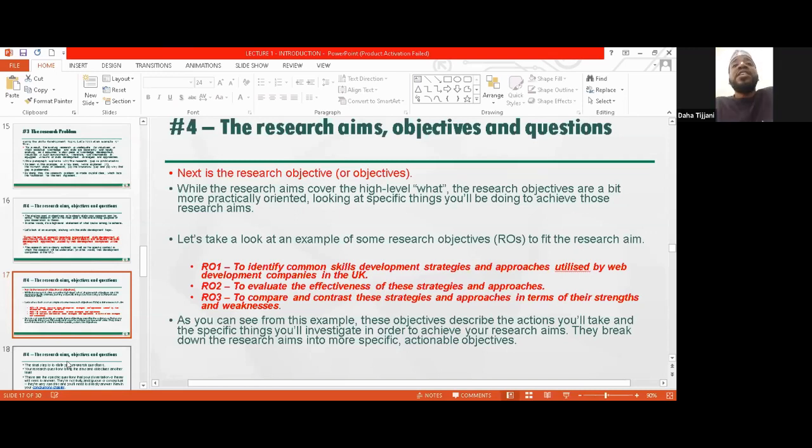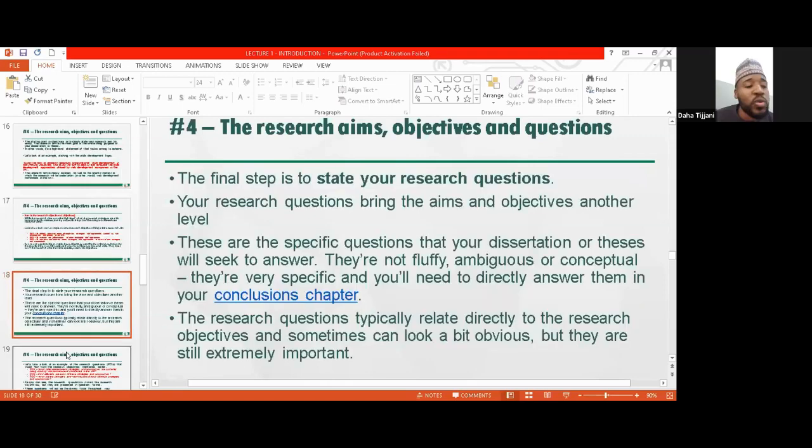So as you can see from this example, this objective describes the action you need to take and the specific things you need to investigate in order to achieve the research aim. They break down the research aims into more specific and actionable objectives. Remember, the research aim was a 1-sentence aim that was put out, but the research objective further breaks it down into more reasonable and more actionable objectives. So the research question, the first stage is to mention your research question.